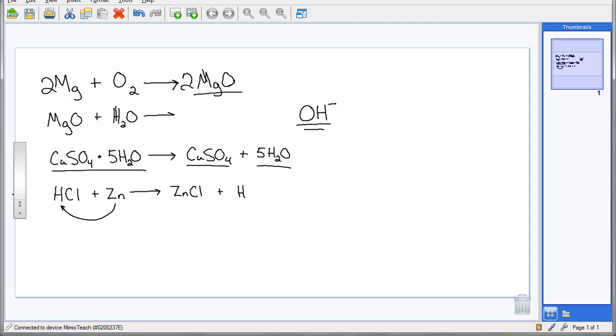Now, I'm not done here. We have a couple things that we need to talk about, but looking at this, we know that the zinc has replaced the hydrogen. Now the hydrogen is by itself. But just like up here with the magnesium oxide, people just want to put ZnCl together, but that's not the case because in this situation, we have to look at it in a slightly different way.